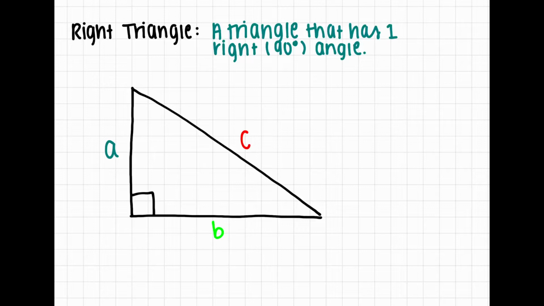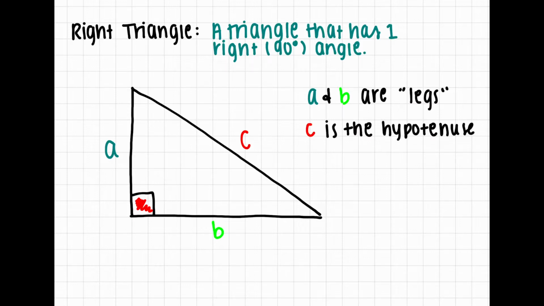So here's your general drawing. You have a right triangle here. Remember, it is right because of this right angle right there. And I labeled the sides with A, B, and C. We're going to kind of talk about that now. So A and B are what we call legs. And C right here is always called the hypotenuse.